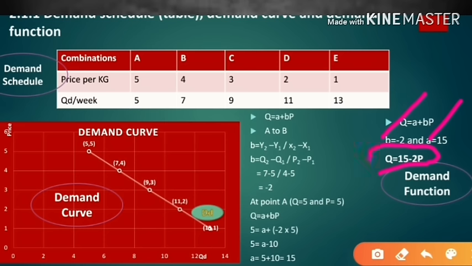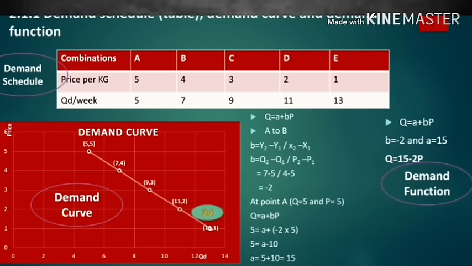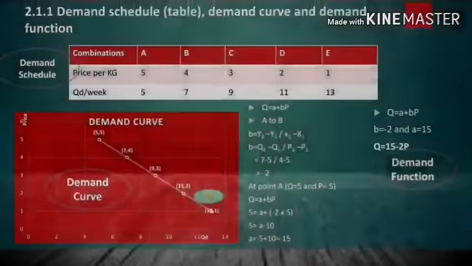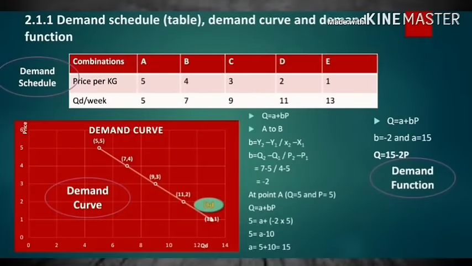ስለዚህ ዲማንድ ፈንክሽንን እንደዚህ ማስቀመጥ እንችላለን. ሶ q is equal to 15 minus 2p is a demand function of that individual ብለን እንወስዳለን ማለት ነው. ስለዚህ ሶ በመጨረሻ ላይ ኮንክሉድ ማድረግ የምፈልገው ምንድነው? እነዚህ ሶስት ways of presenting the law of demand ተመሳሳይ ሐሳብን በተለያየ መንገድ የሚያንጸባርቁት.